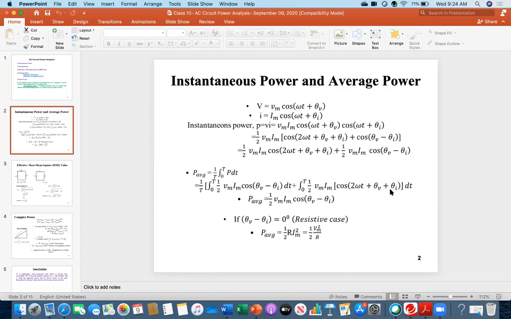Now, everybody see, when you have a cosine or sine function, what is its average? Its average is 0. For example, once again, let me take you to that whiteboard.